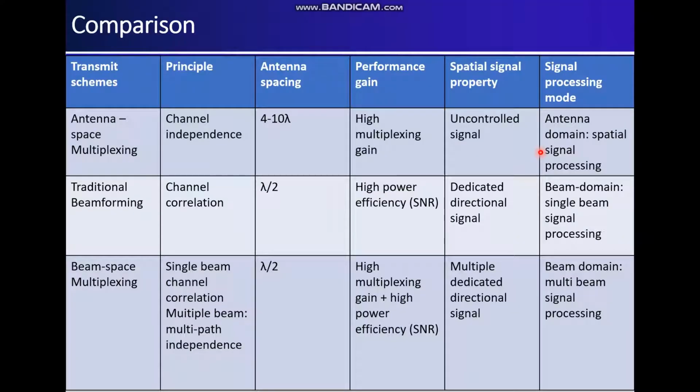Very briefly, in Beamspace multiplexing, we synergistically integrate the performance parameters of antenna space multiplexing and traditional beamforming. That is the high multiplexing gain and high power efficiency. Both of them are added, and in that case, the antenna spacing which we can use in Beamspace multiplexing is lambda by 2, and it is also manageable when we are using higher frequencies because less than lambda antenna element spacing is possible in 4G and 5G and other next generation networks.